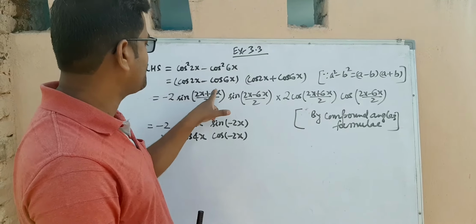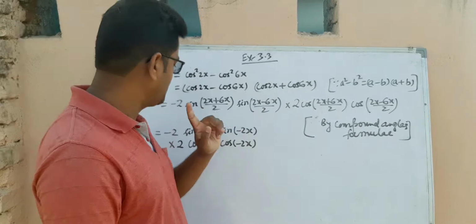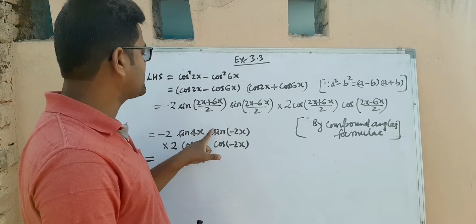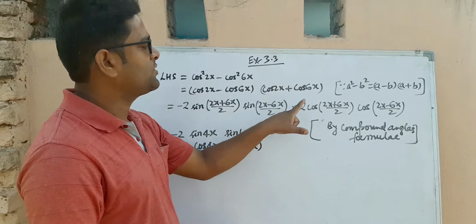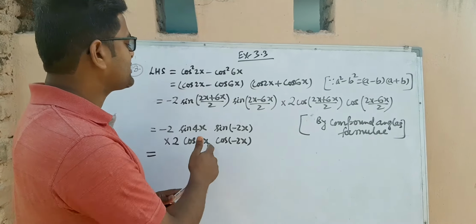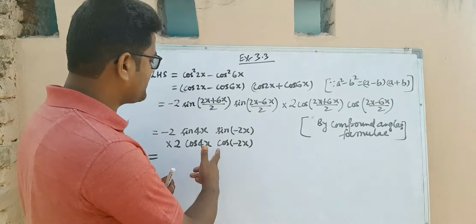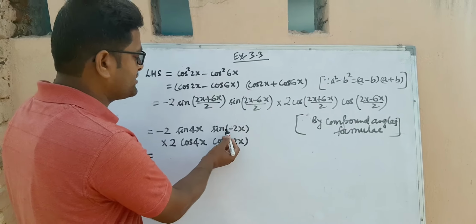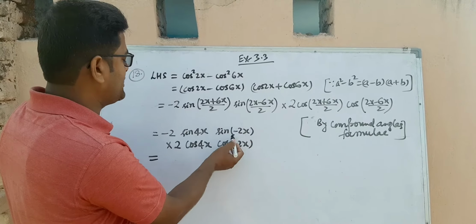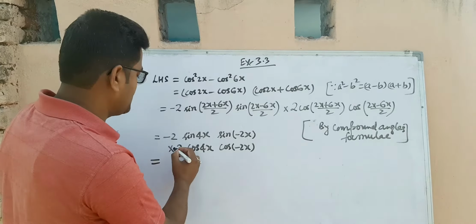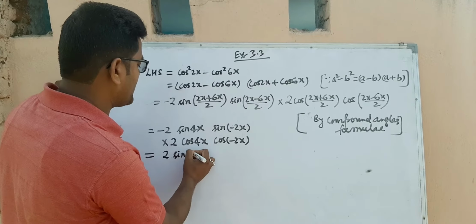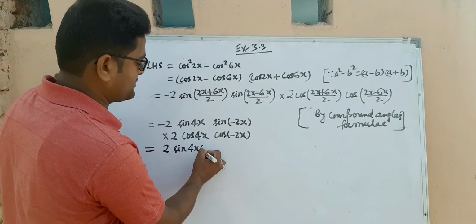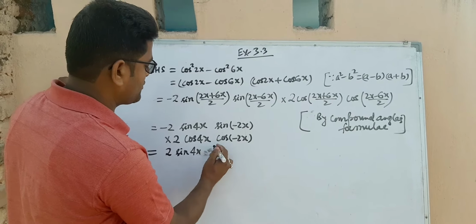Now simply subtract and divide by 2. It will be minus 2 sin 4x into sin minus 2x, and here 2 cos 4x into cos minus 2x. Now you know sin minus theta is minus sin theta and cos minus theta is cos theta. So this minus will come out of it and it will make it plus. Now we will pair in a proper way. 2 sin 4x, I will pair it with cos 4x.